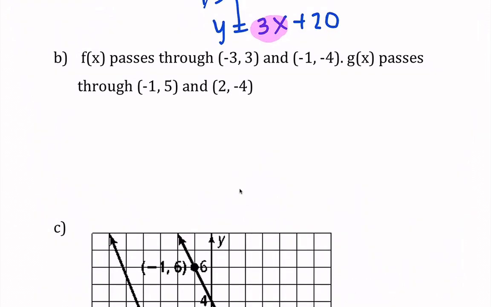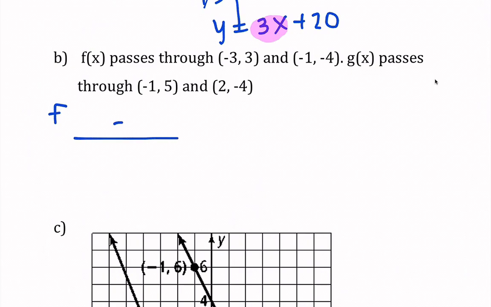Okay, let's see if these two guys are parallel. So line f of x, passes through these 2 points. Line g of x, passes through these 2 points. So I'm going to find the slope of the line f, and I'm going to find the slope of line g, and see, do they have the same slope? If they do, they're parallel. Okay, so let's do line f.